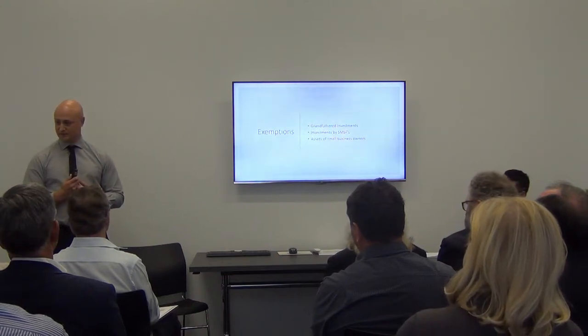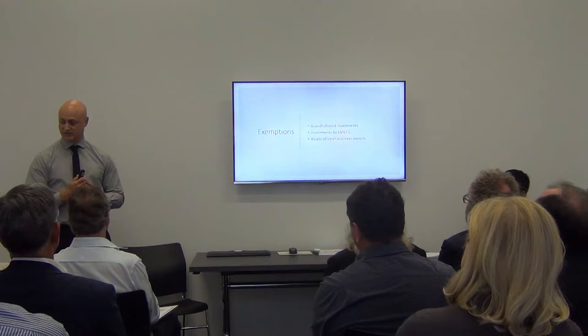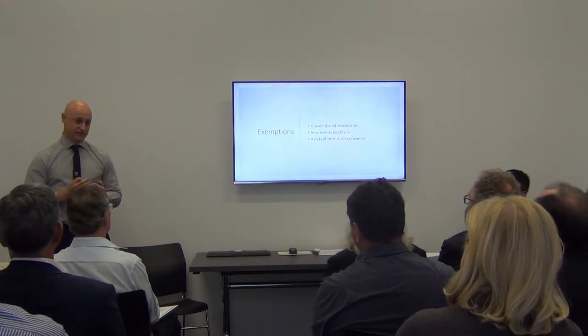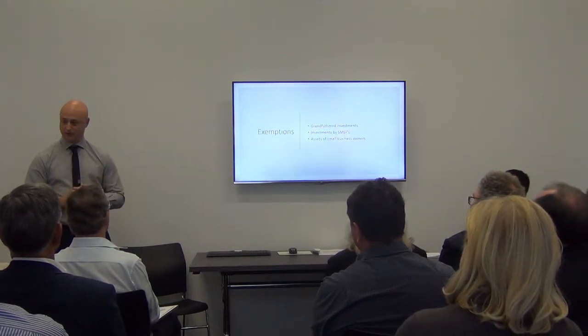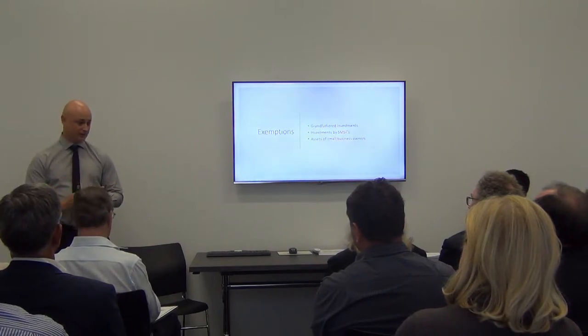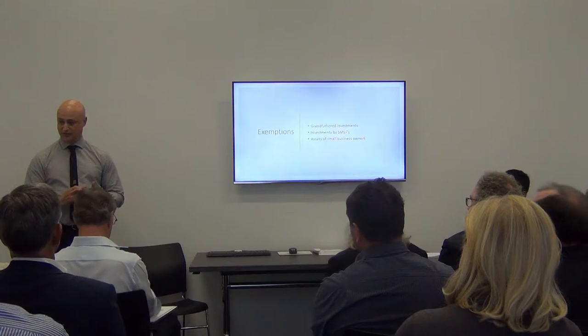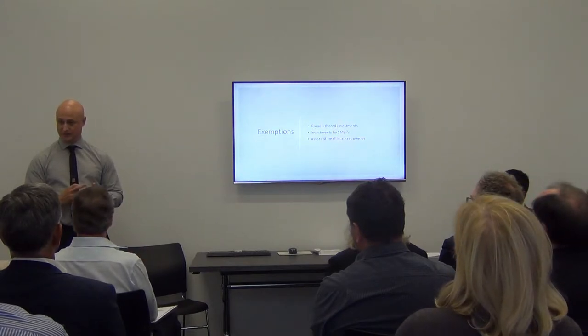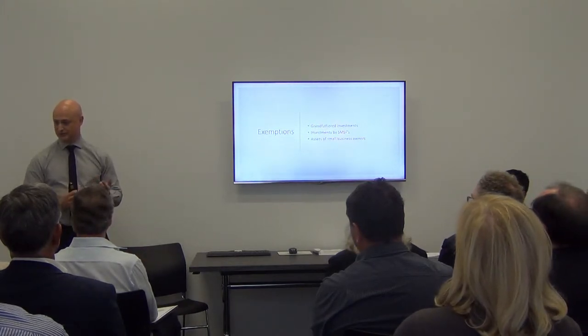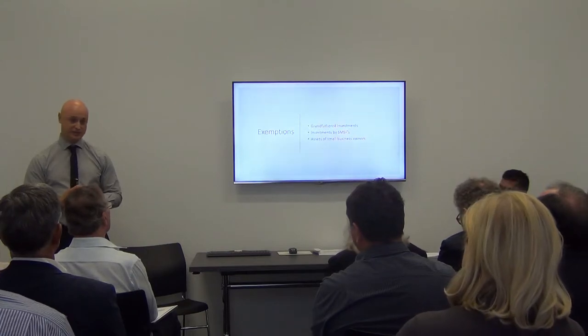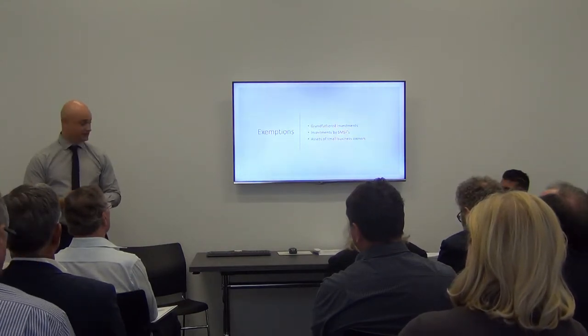And the other one there is small business assets of business owners. So if you had a business, say it's in a trust or an individual name, you sold your business and you've got goodwill attached to it or the factory that you work out of, that will still get the 50% general discount. You won't be part of these new laws either. So they're the three exemptions that do exist, or that will exist.